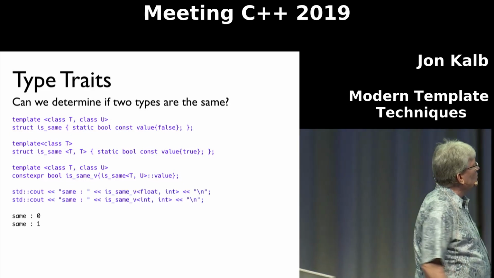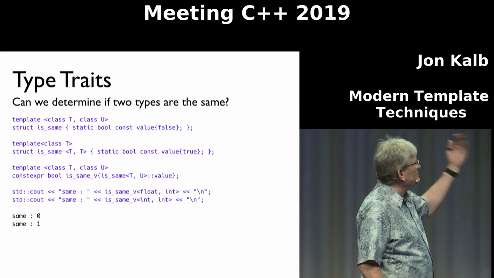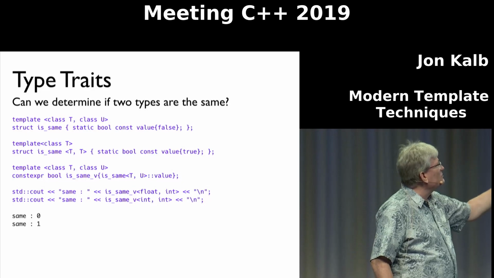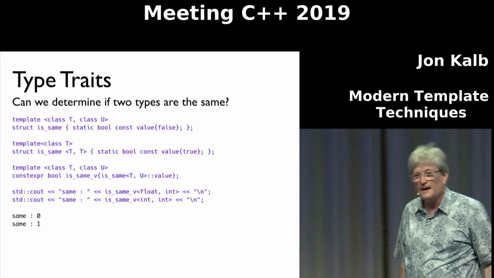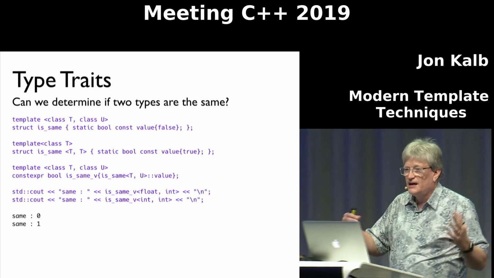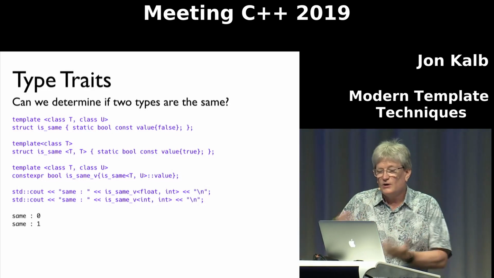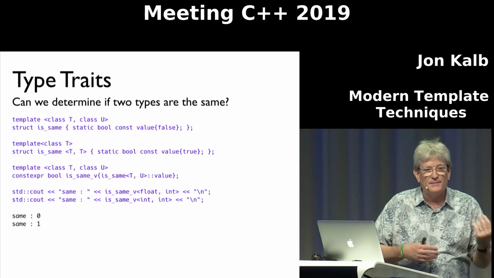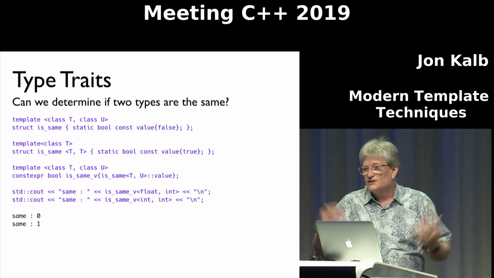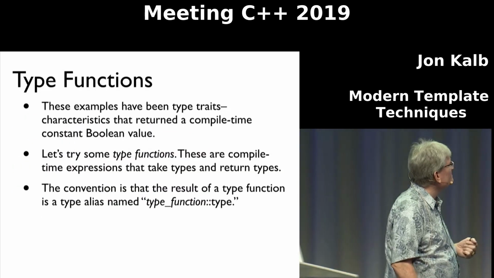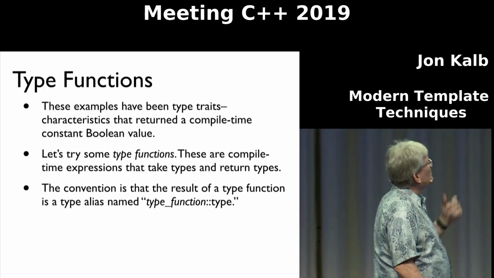And so we can do the same kind of testing here. We can say is same float an int or is same int an int. Okay? And again, this would be a little bit more interesting if this was in the middle of a template and we didn't know what types we're using. So we could say is same t and u, or is same some different types, which we don't know what they are. All right, so those are type traits.